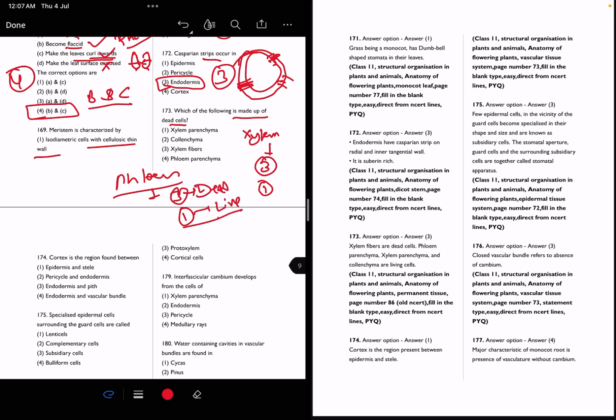There is one live component, which is the phloem parenchyma. This is the live structure. There are three live components and only one dead component, which is the xylem fiber. This is the dead xylem fiber. The question is asking about the dead structure. Answer is 3. Xylem parenchyma is a live structure. Collenchyma is a live structure. So the answer is the third option.